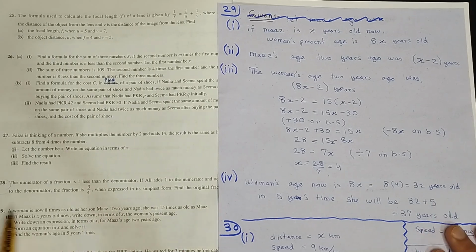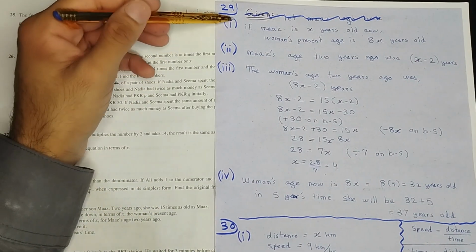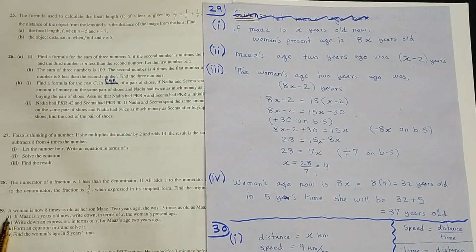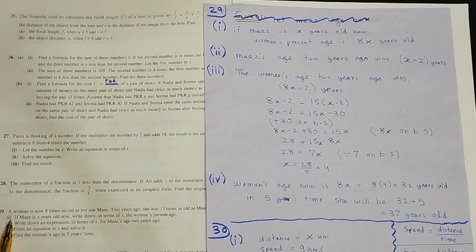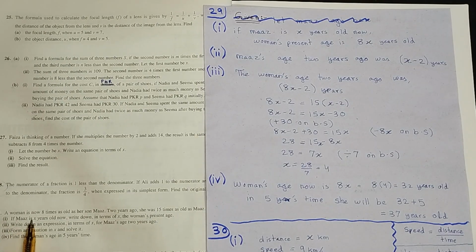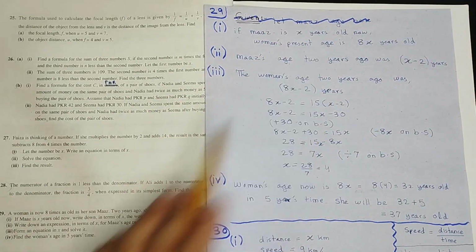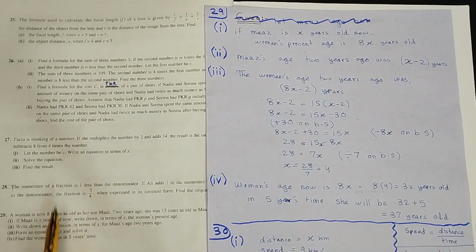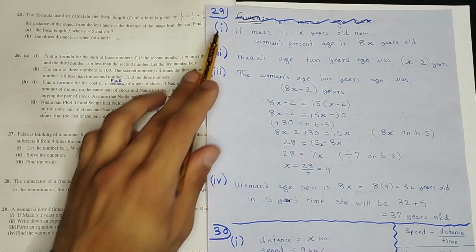Okay, this information is given to me, but I'm not going to deal with it. I'm not going to write the givens or the requireds, because this question is simple and doesn't require us to go into those details. You can just answer the questions as they're asked. Question number 29 part 1 says, if Maz is x years old now, so the present age of Maz is x years, the woman's age is going to be 8 times Maz's, so the woman's present age is 8x years old. That answers our first part.